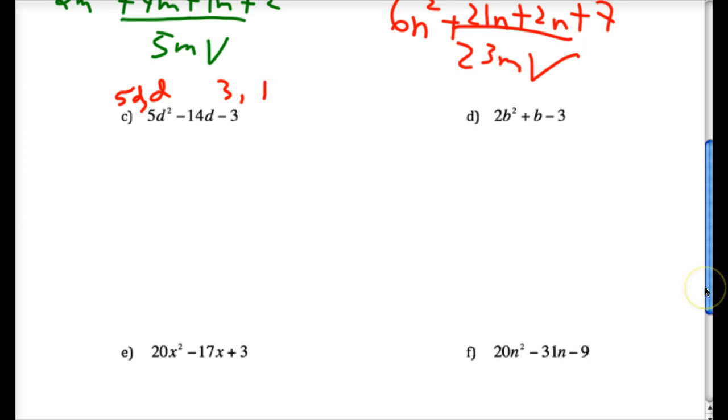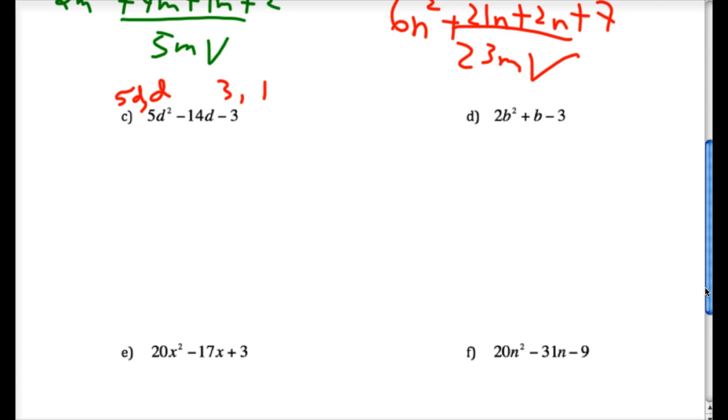How would you make negative 14d out of that stuff? Look at the numbers. Try to multiply. Do your O and your I. Try. Do something. Pair them up one way, and if it doesn't work, pair them up the other way. Be careful with your signs.